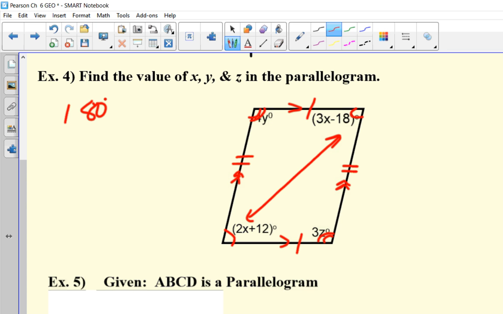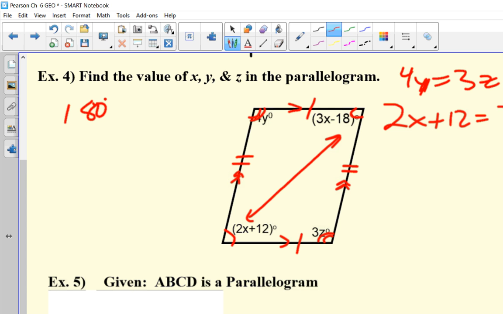How do you get started? Well, you got to solve for the variables x, y, and z. So 3 different variables in one problem. How do you do that? Well, which rule gives you an opportunity to solve for one of the variables? Well, I know that 4y should be equal to 3z, but I can't solve that. Opposite angles are equal. The other opposite angles are this: 2x plus 12 is equal to 3x minus 18. That might be beneficial to me because now I got x in the same equation. So let's start there. Okay.